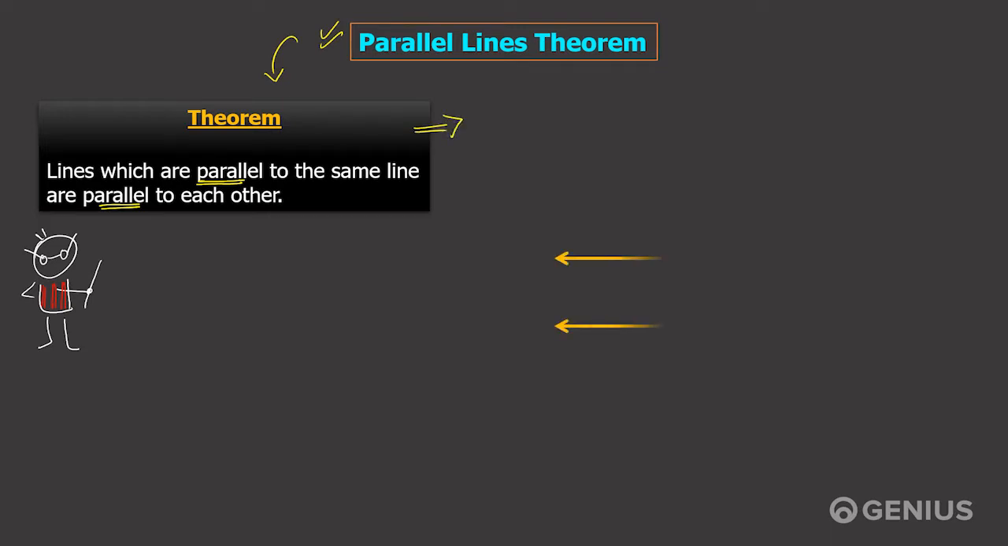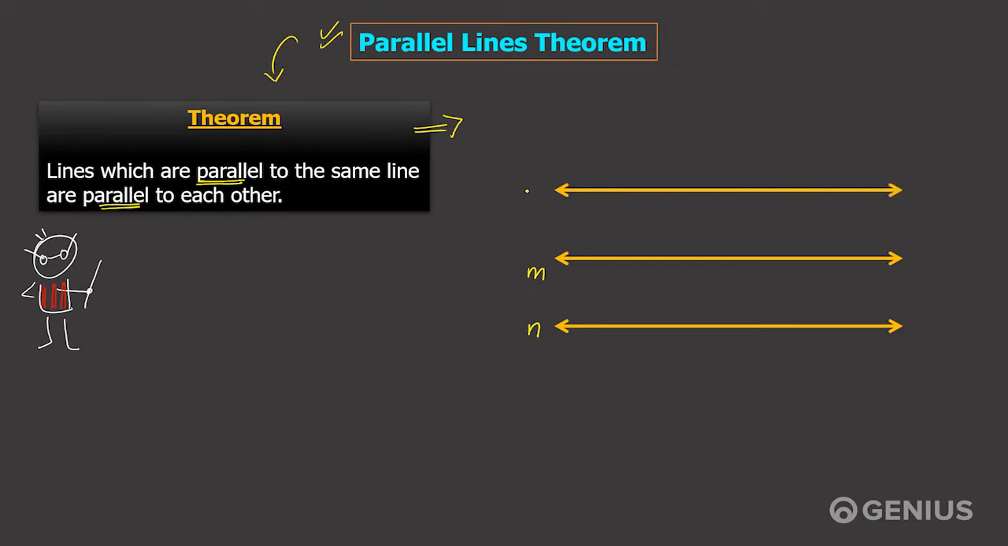Suppose we have two lines, line M and line N. Each of these lines is parallel to a third line L. That is, M over here is parallel to line L. Similarly, line N over here is parallel to line L. So given these conditions, is it true that line M is parallel to line N?